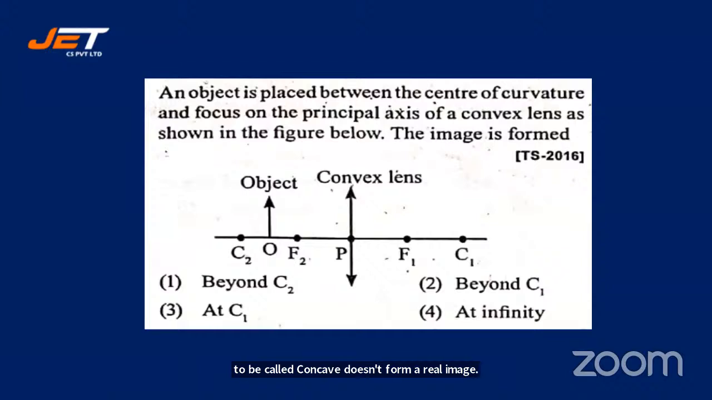Okay, look at this question. An object is placed between the center of curvature and focus on the principal axis of the convex lens, as shown in the figure below. The image is formed beyond C2, beyond C1, at C1, at infinity. The object is between C2 and F2. Where will the image be formed?